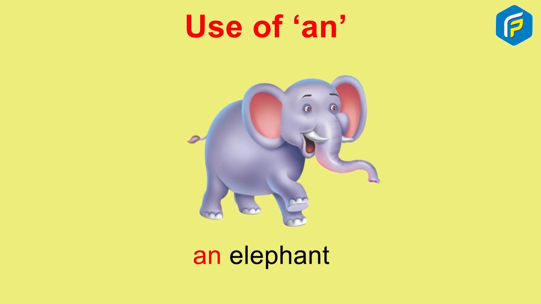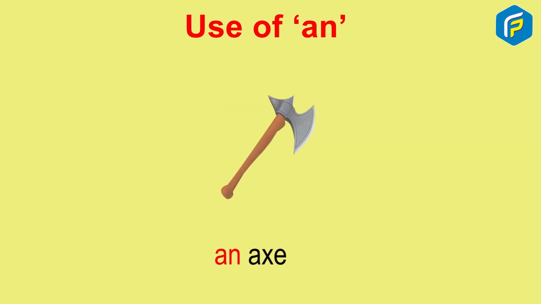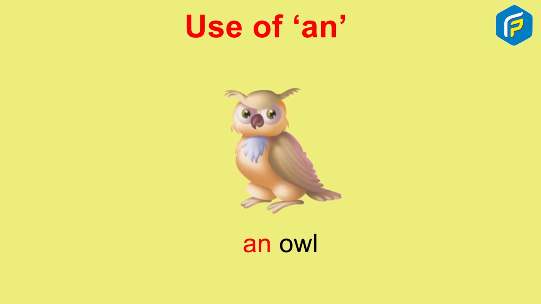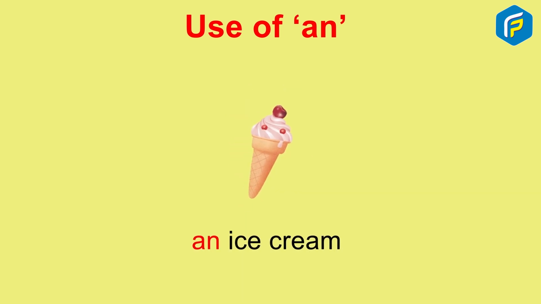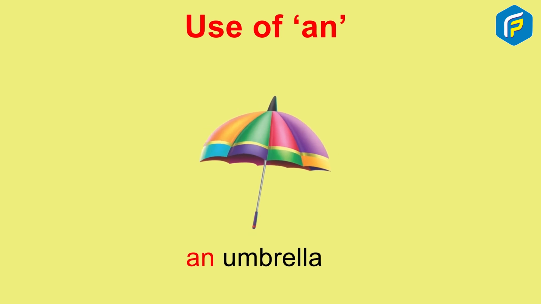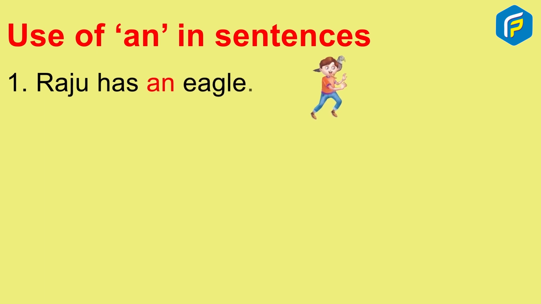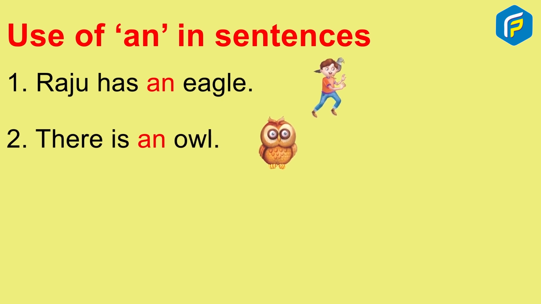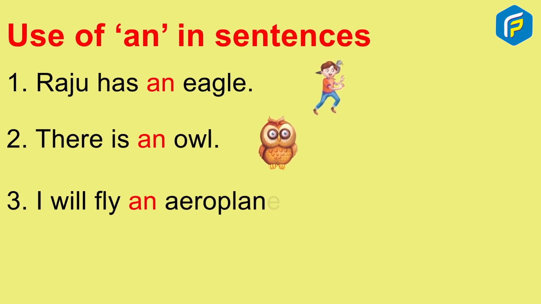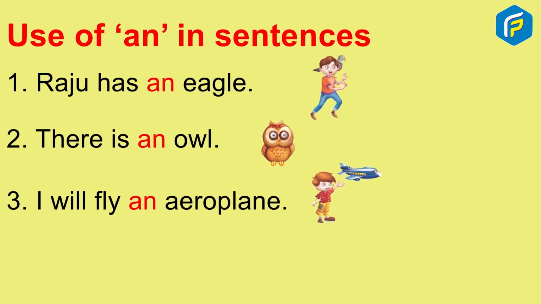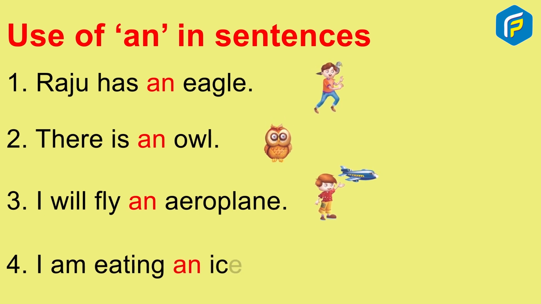Use of an: an elephant, an axe, an owl, an ice cream, an umbrella, an egg. Use of an in sentences. 1. Raju has an eagle. 2. There is an owl. 3. I will fly an aeroplane. 4. I am eating an ice cream.